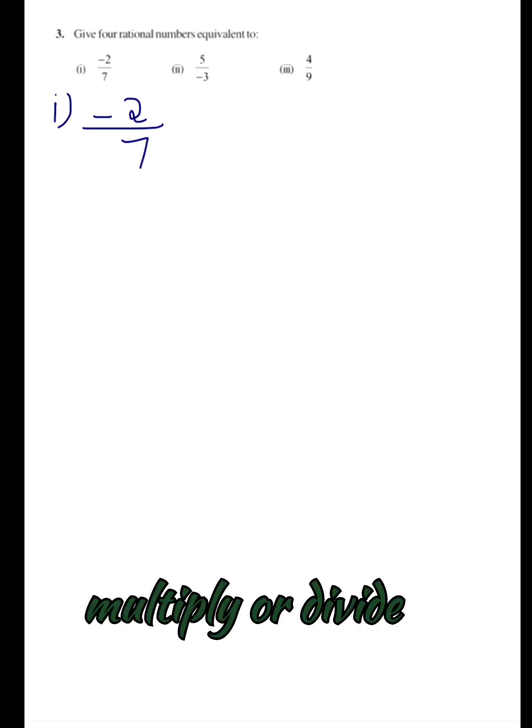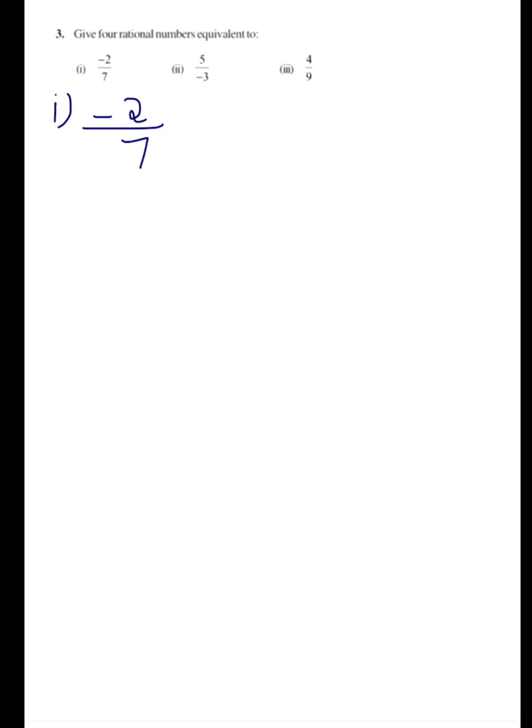So our next question is, give four rational numbers equivalent to, first one is minus 2 by 7. So you have to find equivalent rational numbers for minus 2 by 7. Minus 2 by 7 is our first question. So you know that in order to find equivalent rational numbers, you have to multiply or divide both numerator and denominator with the same non-zero integer. Suppose I am going to multiply both numerator and denominator with 2, which is a non-zero integer. Then you will get the answer as, what is minus 2 into 2? It's minus 4 by, what is 7 into 2?